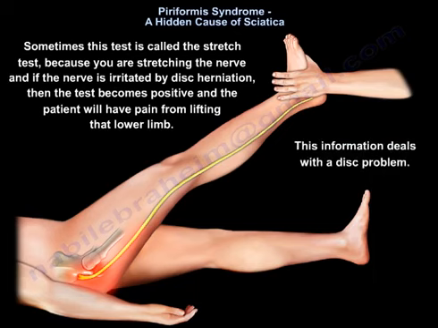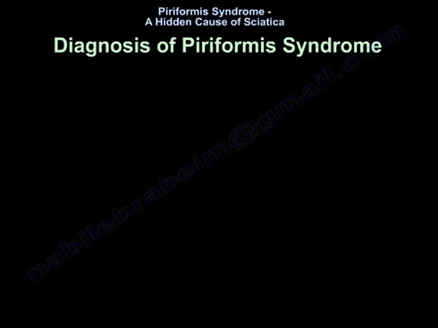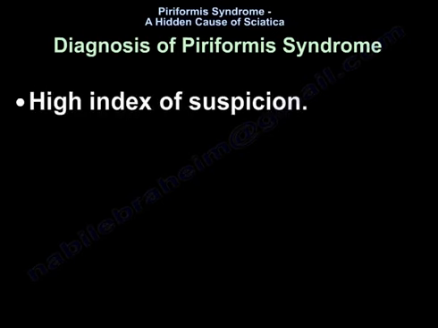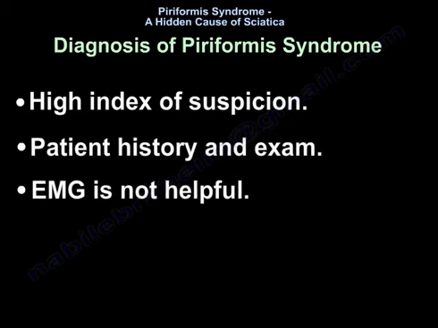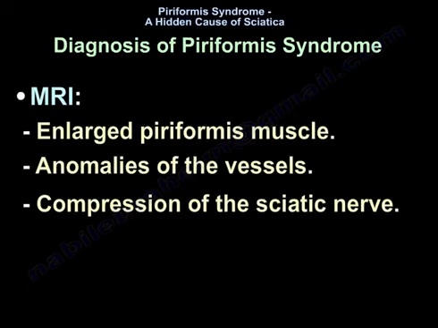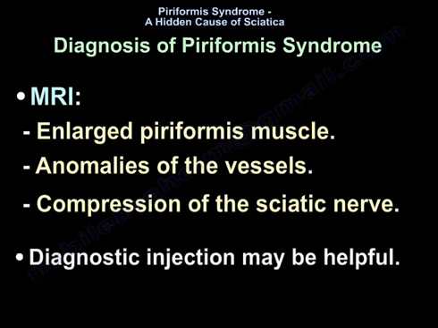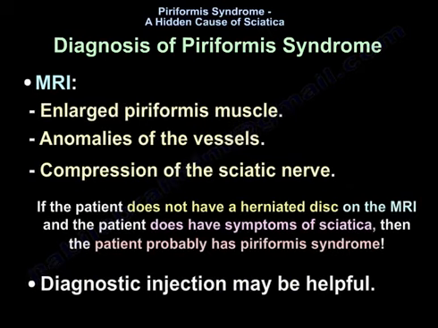This information is about the disc. Diagnosis of piriformis syndrome: high index of suspicion, patient history and exam. EMG, not helpful. The MRI, you may find enlarged piriformis muscle, anomalies of the vessels, compression of the sciatic nerve. Diagnostic injection may be helpful. If the patient does not have a herniated disc on the MRI and the patient has symptoms of sciatica, then the patient probably has piriformis syndrome.